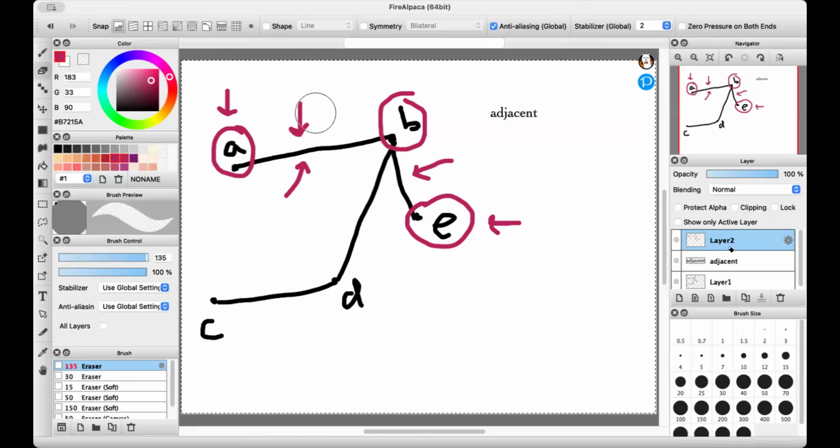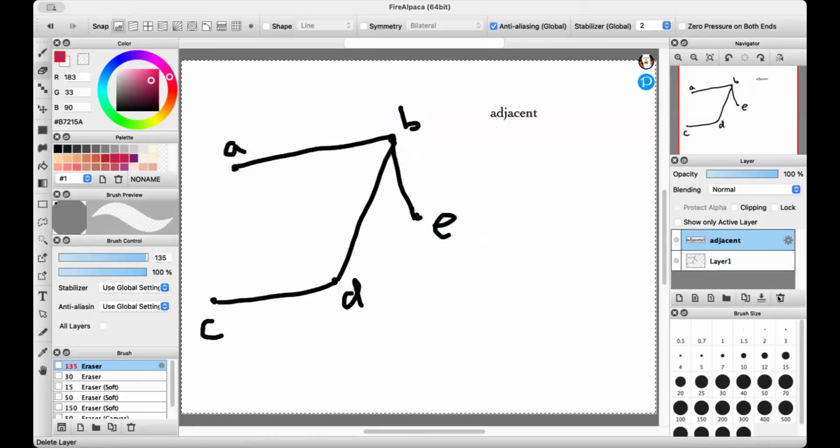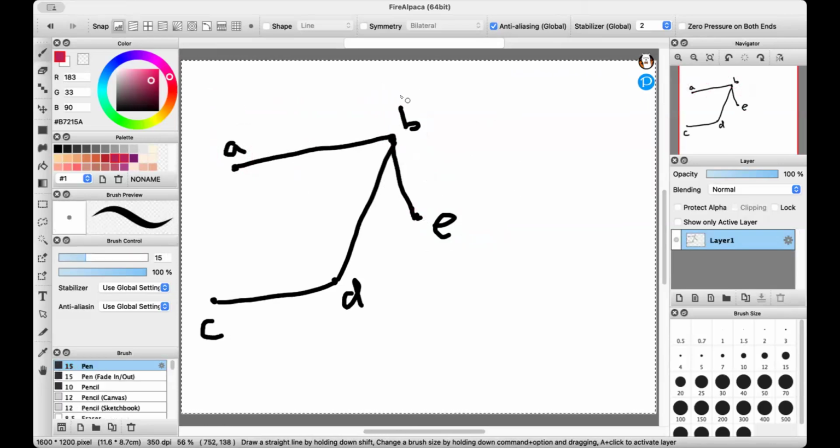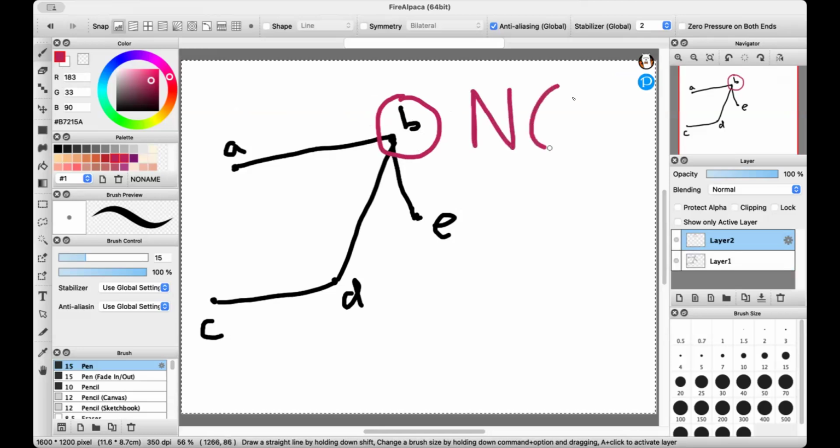Expanding on the definition of adjacent, for a given vertex B, we want to talk about all the vertices that B is adjacent to. We would call this N of B, the neighborhood of B. If we describe the neighborhood of B, it's a set of all the vertices that it's adjacent to, so A and E.